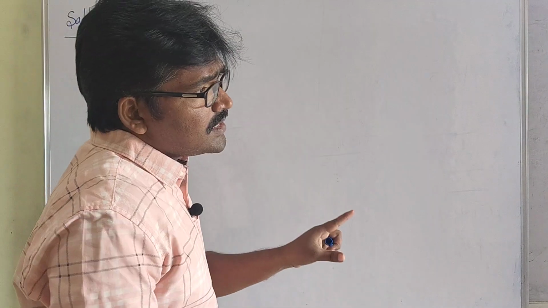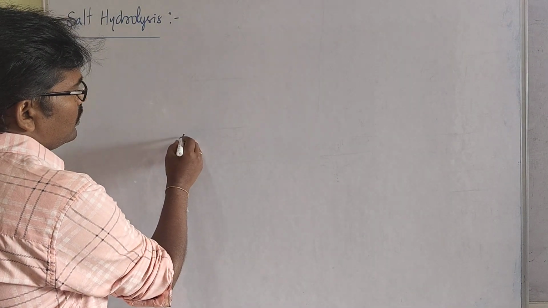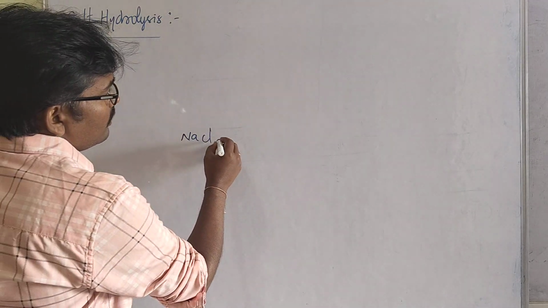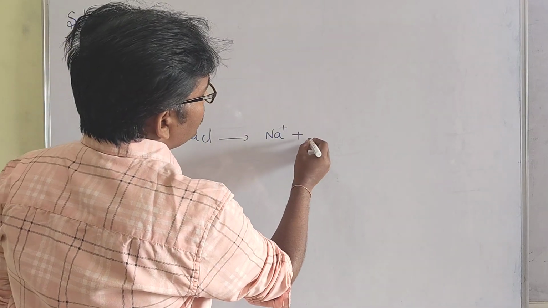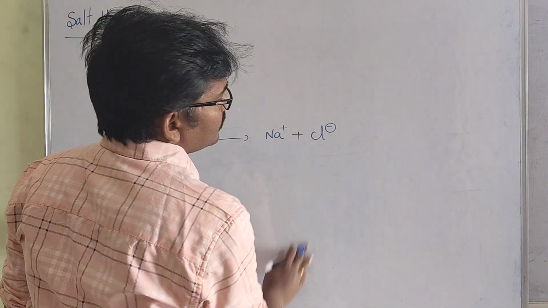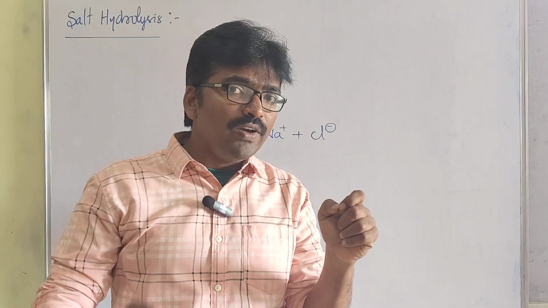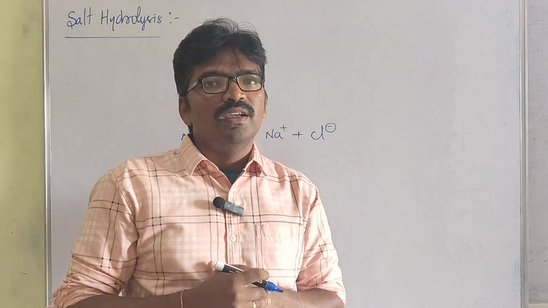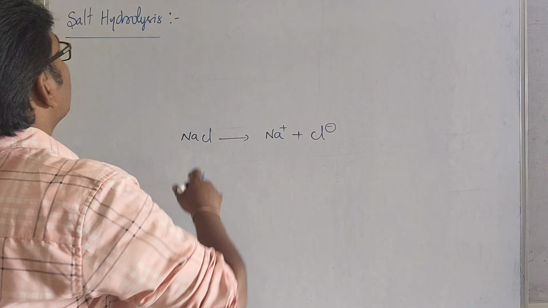When a salt is dissociated into its ions, for example, we are taking NaCl, this is one of the salts. When it is dissociated into Na plus and Cl minus, the cations or anions of the salt combine with H plus or OH minus ions in the water. This is called salt hydrolysis.